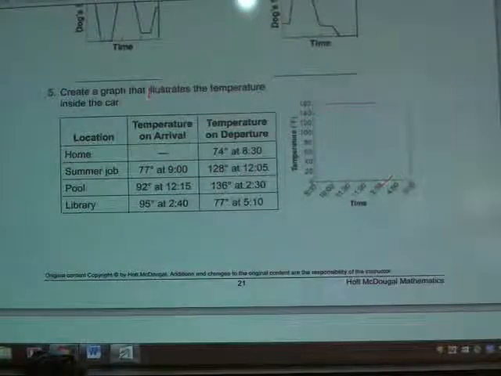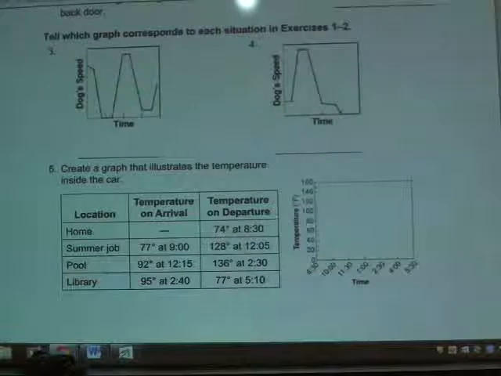All right, let's go ahead and take a look at the next one here. Questions 3 and 4 also use the same prompt. It's asking me to tell which graph corresponds to the situation in exercises 1 and 2.